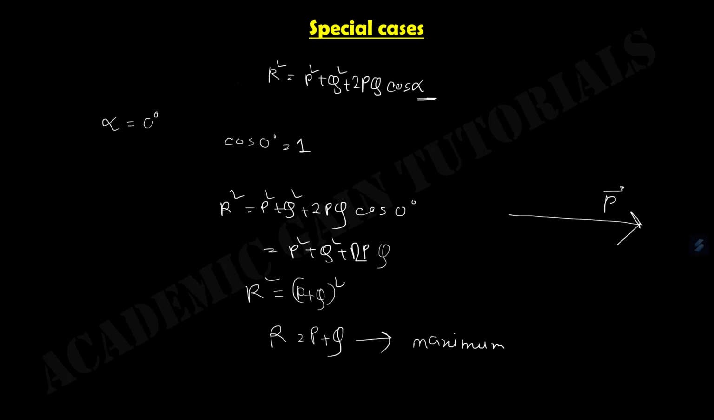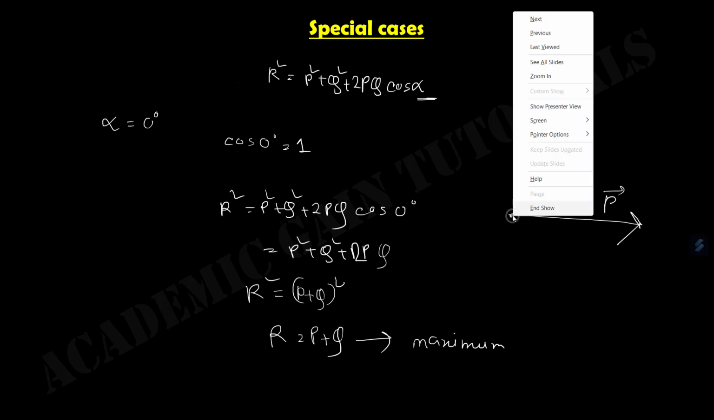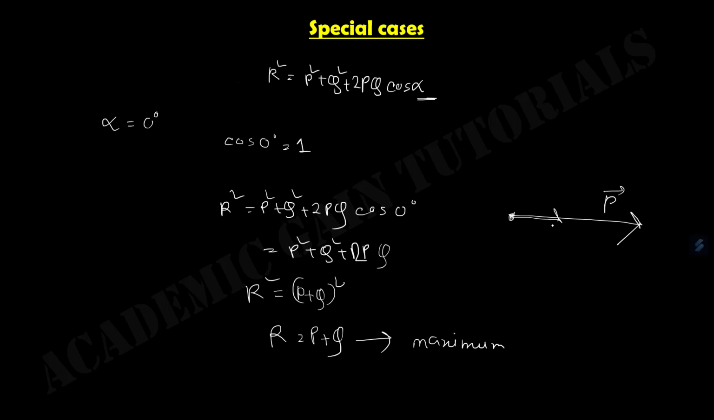Take an example. If this is a vector P and this is a vector Q, and the angle between P and Q, alpha, equals 0 degree, then the resultant of these vectors will be maximum, and the resultant will be the addition of these two vectors. This is a special case. Now please give me some time to remove this.